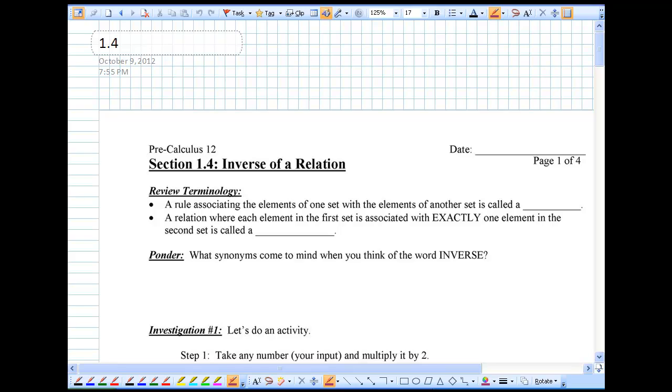When I give you a rule that's associating the elements of one set with the elements of another set, we call this a relation. Relationships, right? Connecting a boy with a girl, connecting an element to another element, same idea. Now, a relation where each element in the first set is associated with exactly one element in the second, that's called a function.